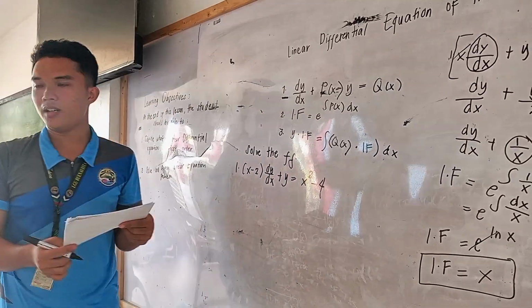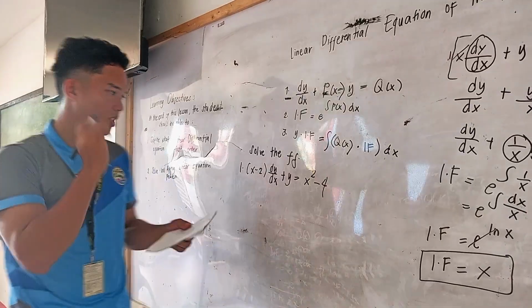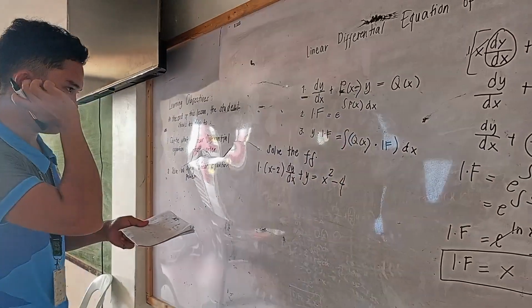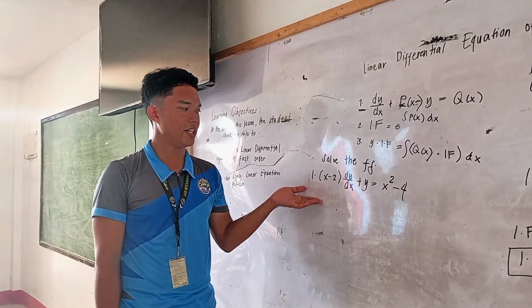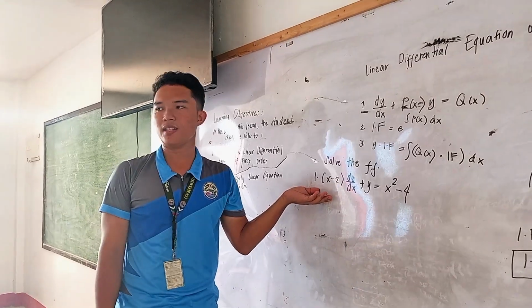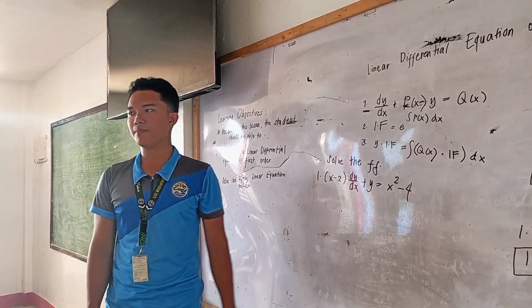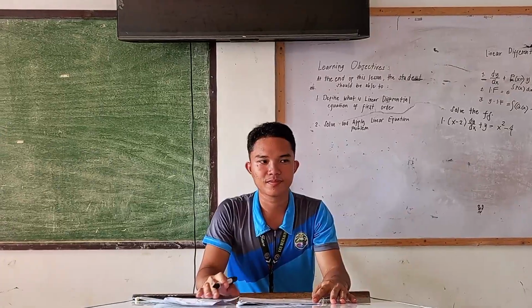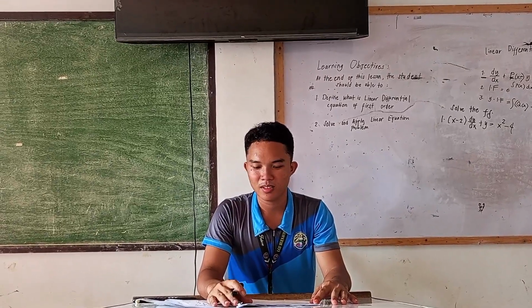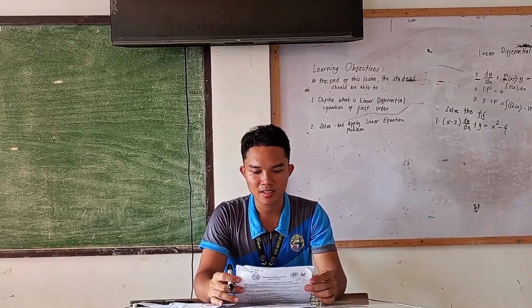Okay, number one item only. Now you can answer. You can now proceed to answer this equation on a 1/2 size of paper. This item only, one item. Okay, 10 minutes.